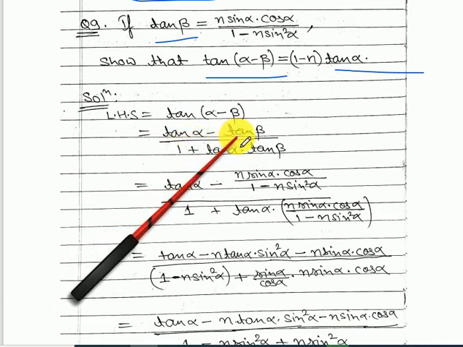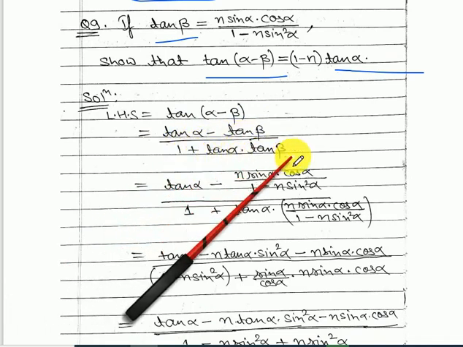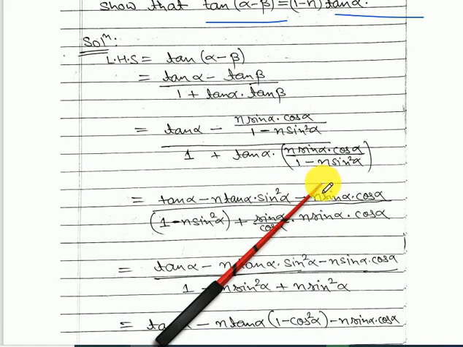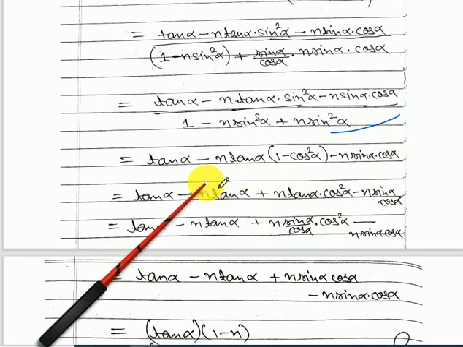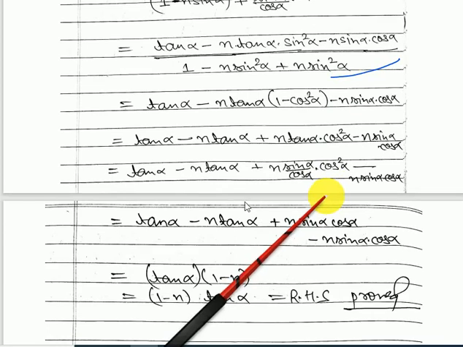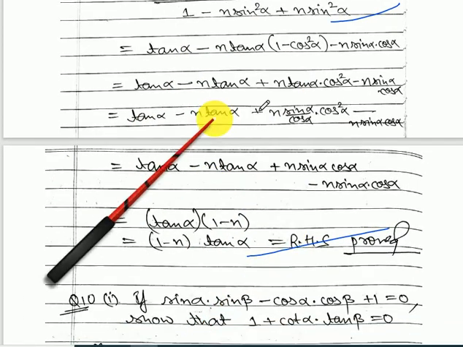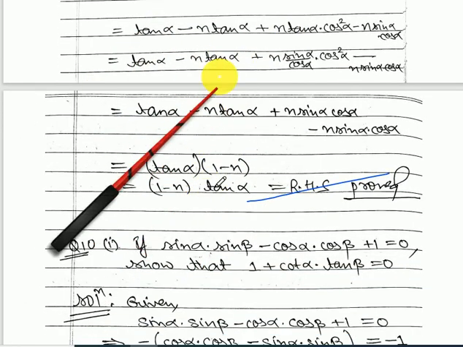Left hand side, tan (alpha minus beta) is equal to (tan alpha minus tan beta) upon (1 plus tan alpha into tan beta). You know the value for tan beta, substitute, then do the simplification and you will get this. Simplify it further and you will get your right hand side. When you go through the steps one by one, you can easily get it. So please go through it.